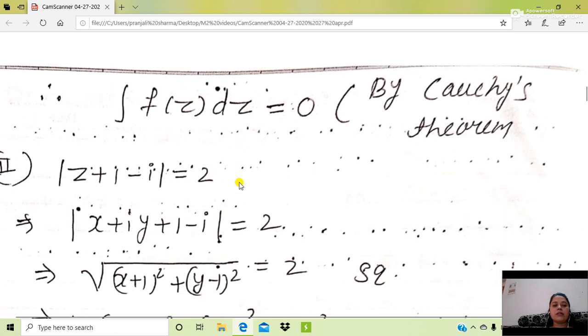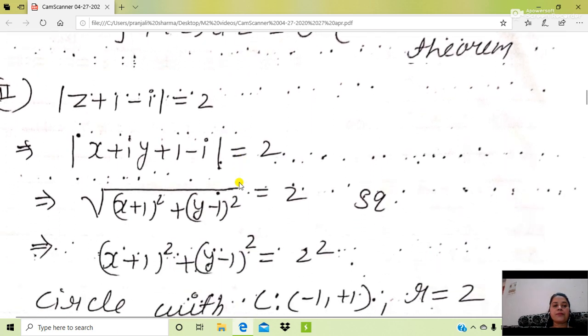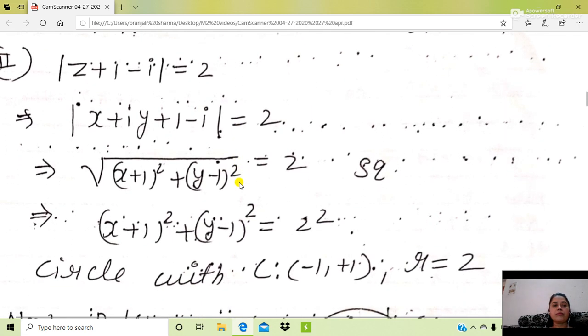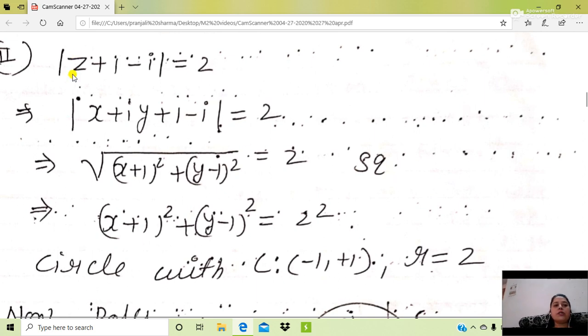Let's consider the second curve. Since the second curve is mod (z plus 1 minus i) is equal to 2, z can be replaced by x plus iy. So the real part will be x plus 1 and imaginary part will be y minus 1. So the mod will be root over (x plus 1) square plus (y minus 1) whole square is equal to 2.